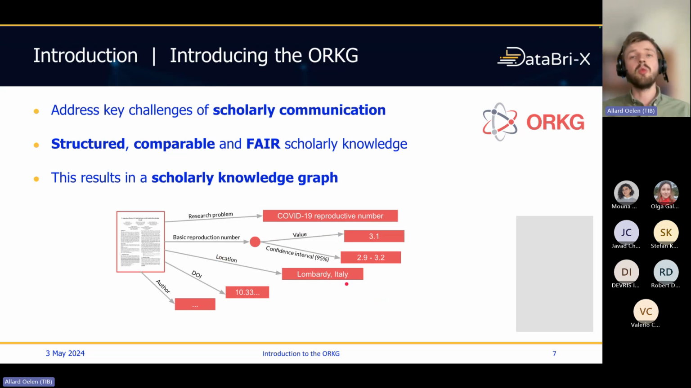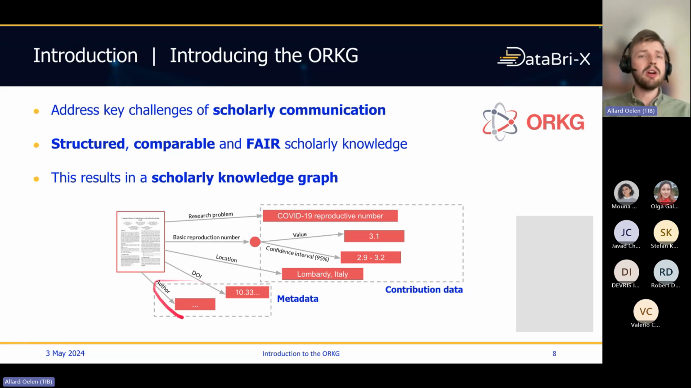Then there is a location where this research is conducted, and there's a DOI of the paper and some authors. If we now have a closer look, we can see that the DOI and the authors we can consider metadata. There's already quite a lot of systems out there that do the organization of scholarly metadata pretty well.